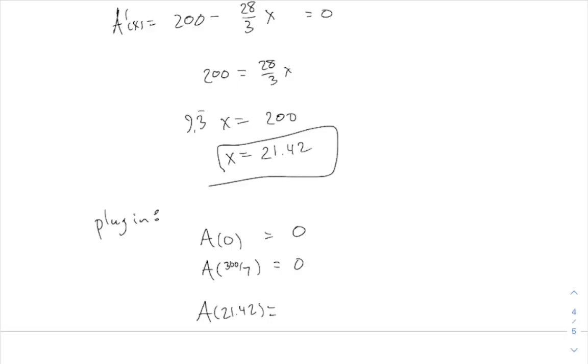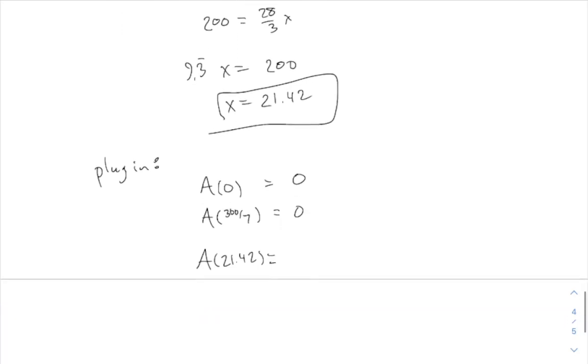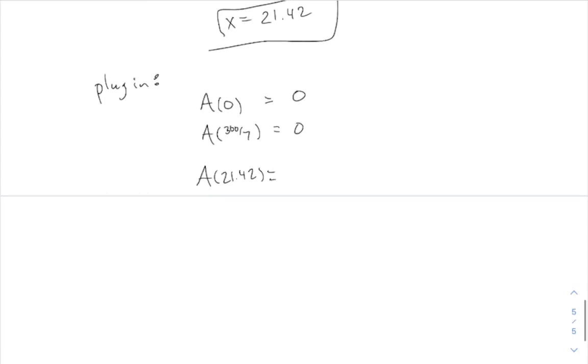Did somebody do this on your calculator? Nobody did. Does anybody else care about that number? Whatever it is, this is the maximum. It's not 0, right? It's bigger than the others. Did you calculate it? Yeah, what is it? 214.28. Great, thank you.